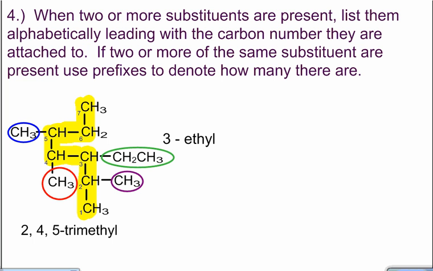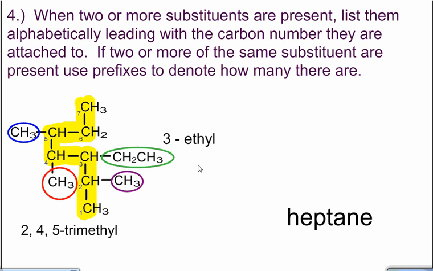So 2, 4, 5 is the location of a methyl group because we have 3 of them. 3 is the location of an ethyl group. And the last thing we need to do is simply state what organic chain we have here. We have 7 carbons, so the prefix for 7 is hept. And when you have all single bonds, that's an alkane, so it's going to be a heptane.